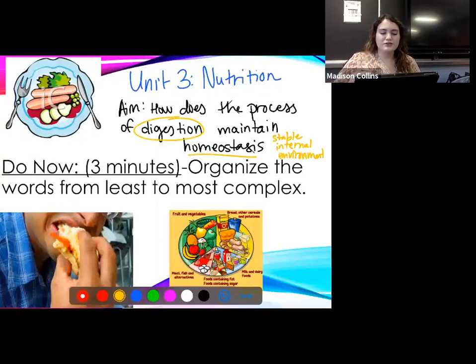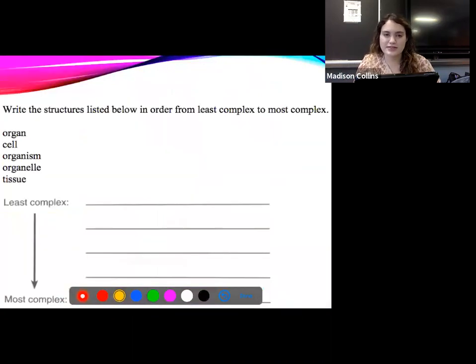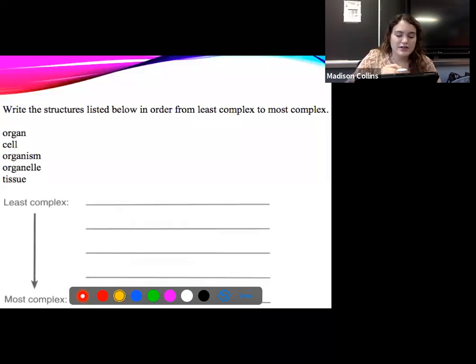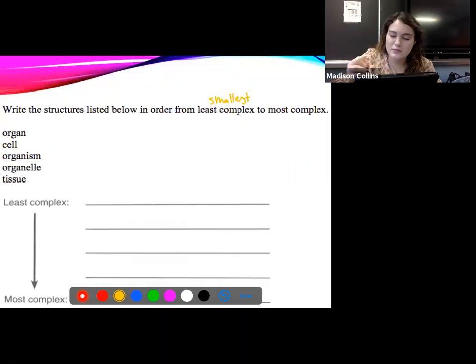So now you're due now. The first thing I want you guys to do is you're going to organize the words from least to most complex. So the words you're going to use are right here. Take about 1 minute and organize those structures in order from least complex, so smallest, to the most complex or the largest. And press play on this video and you're ready to go over it.